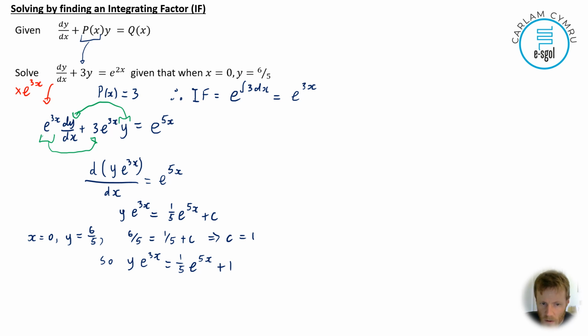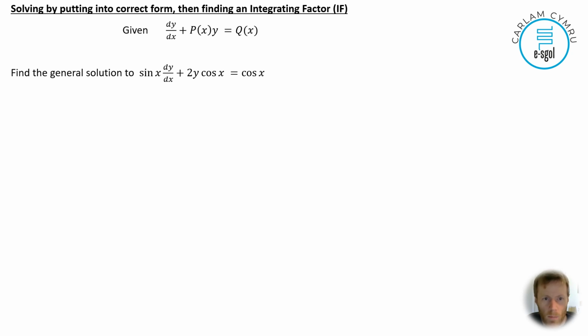We could divide everything through here by e to the power of 3x. So if we did that, and we take away the powers, remember, we're going to get y equals 1/5 e to the power of 2x plus 1 over e to the power of 3x, so e to the power of minus 3x, if we wanted it to look a little bit nicer. So that's a straightforward question involving finding the integrating factor and then solving using the integrating factor. So we'll just look at one more example before we have a go at an exam question.